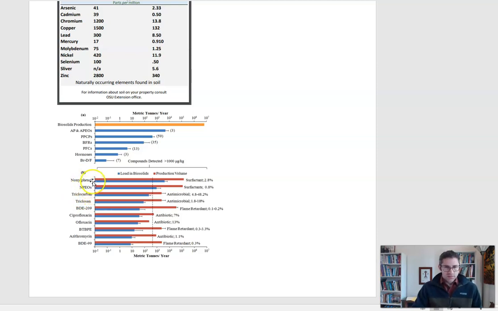These are potential endocrine disruptors. A lot of these are potential endocrine disruptors. PFCs are perfluorinated chemicals, PPCPs are pharmaceuticals and personal care products. Nonylphenol and nonylphenol ethoxylates typically come from detergents, right? These are surfactants. Triclocarban and triclosan are antimicrobials found in solid and liquid antibacterial soaps.